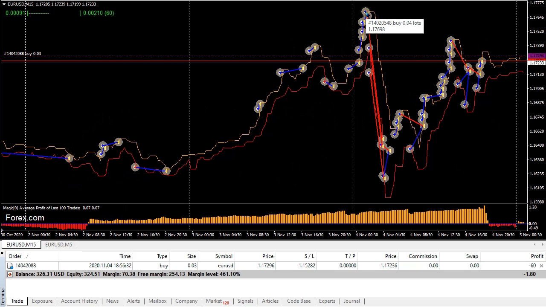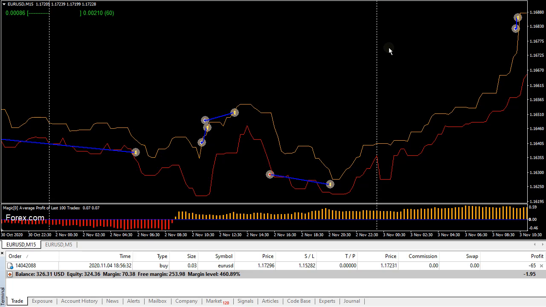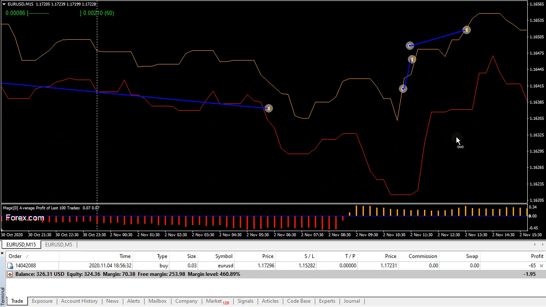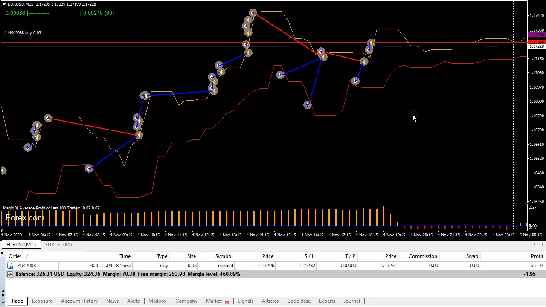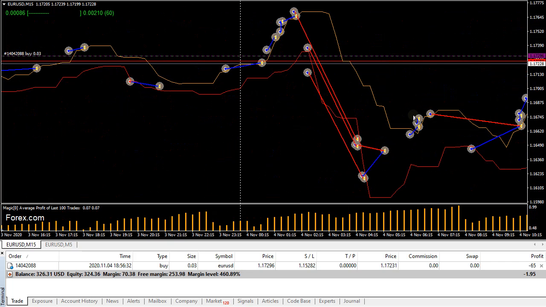I got in here at the top. I dollar cost average. Wait, let me do something here. I'm going to make the bars wider so that it's really clear what happened here. There. Okay, I got in at the top. Dollar cost average. Another dollar cost average. And then right here was my stop for the first trade, right? And the price just shot way down.